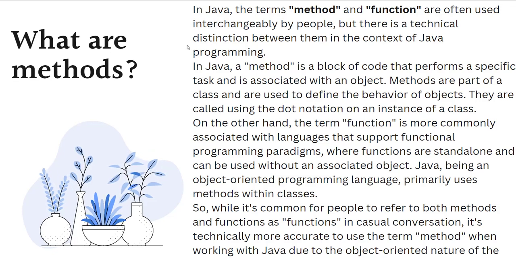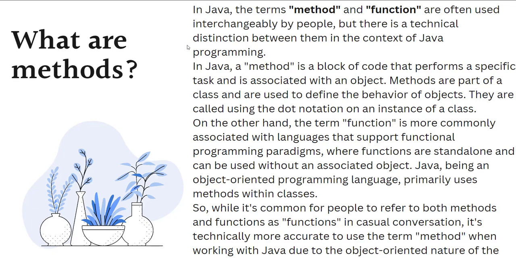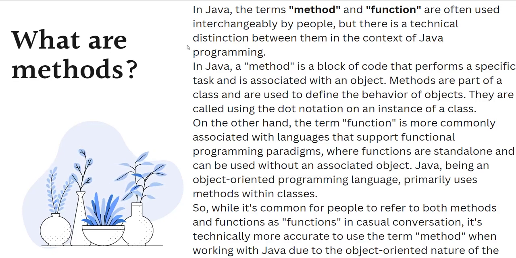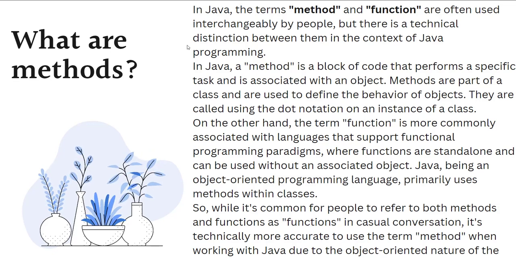In Java, the terms method and function are often used interchangeably by people, like I did, but there is a technical distinction between them in the context of Java programming. In Java, a method is a block of code that performs a specific task and is associated with an object. We'll see what objects and classes are in our discussion about object-oriented programming. Methods are part of a class and are used to define the behavior of objects. Again, we'll see what all of this is in our discussion about object-oriented programming.